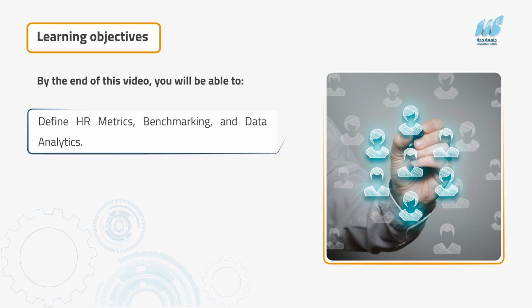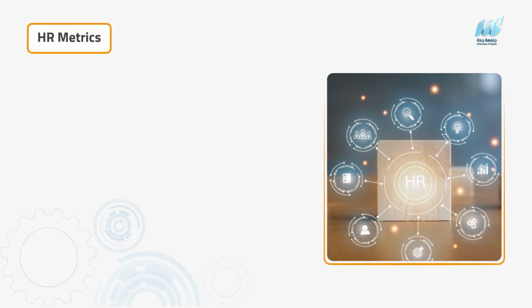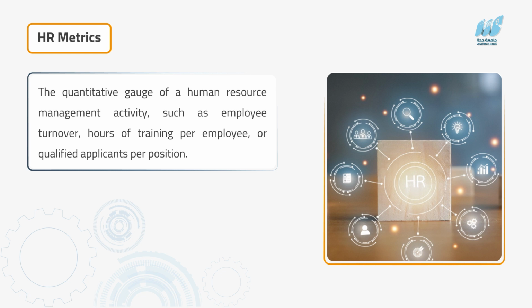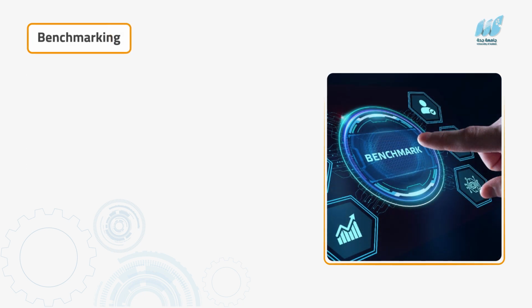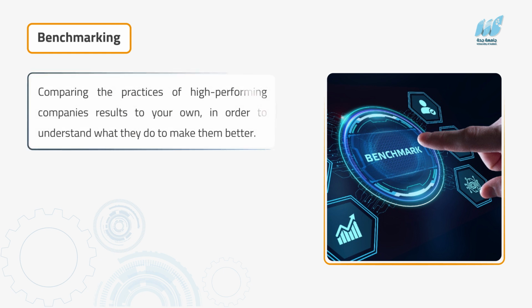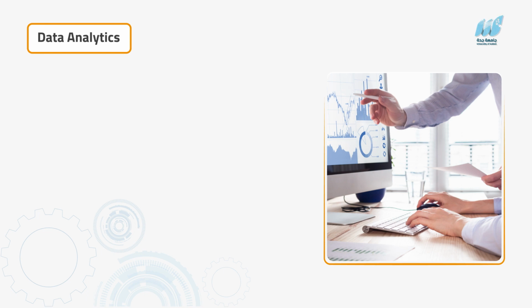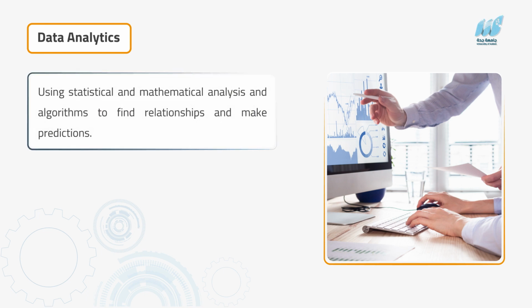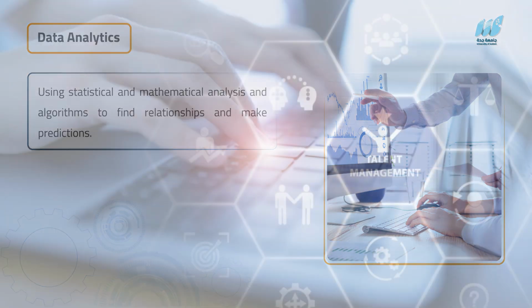2. What are HR audits? Human resource metrics is the quantitative gauge of a human resource management activity, such as employee turnover, hours of training per employee, or qualified applicants per position. Benchmarking means comparing the practices of high-performing companies' results to your own in order to understand what they do that makes them better.